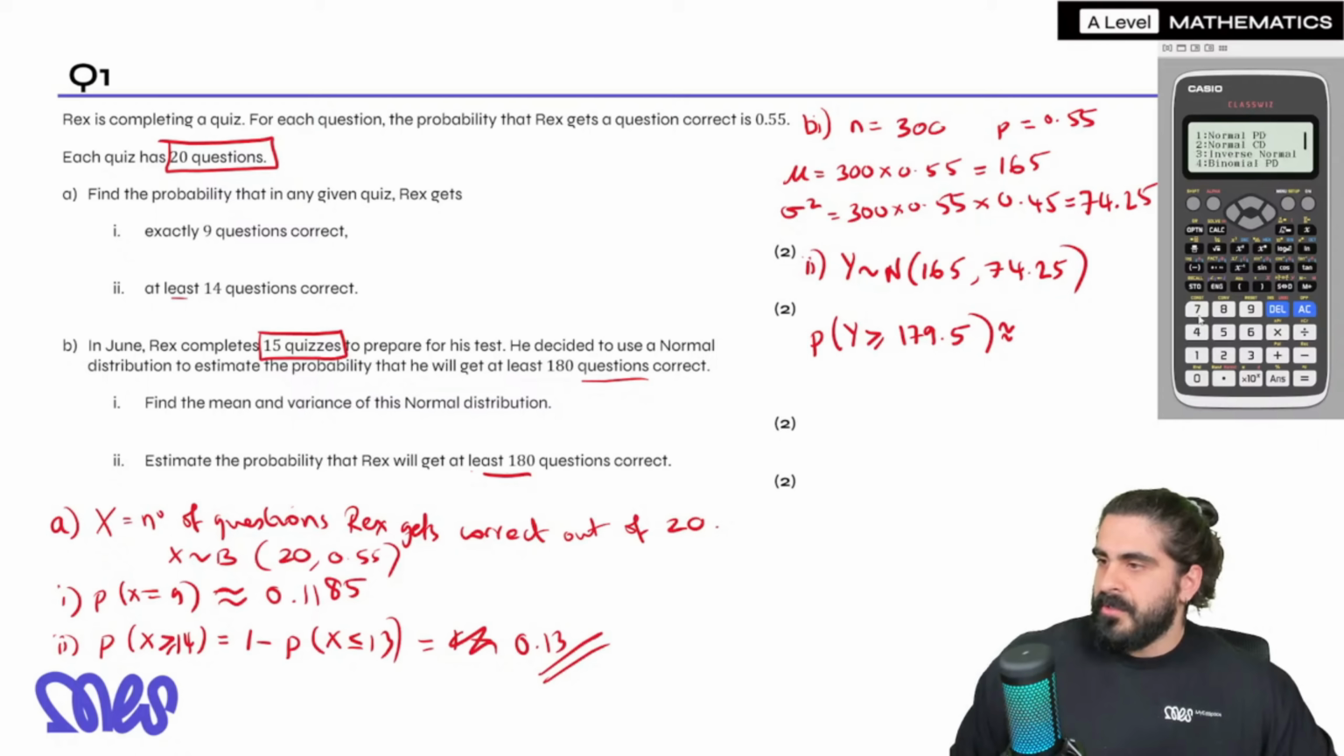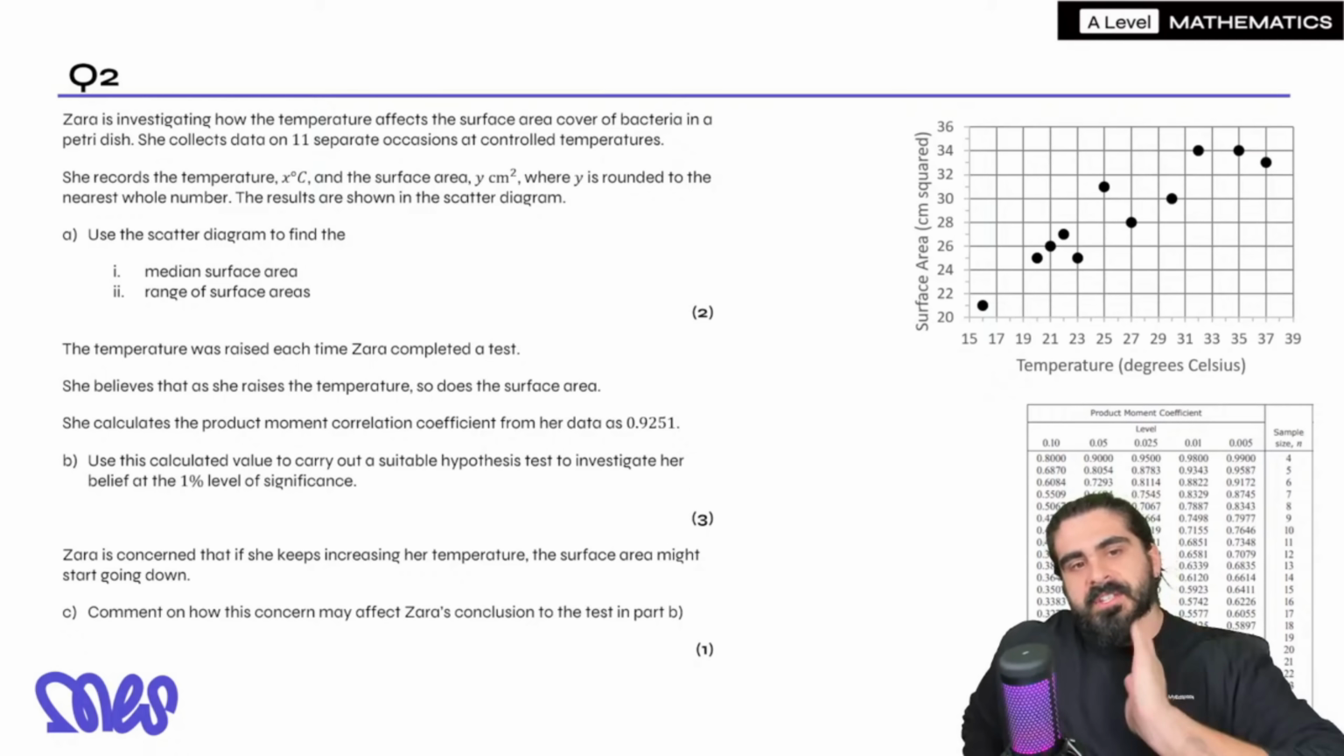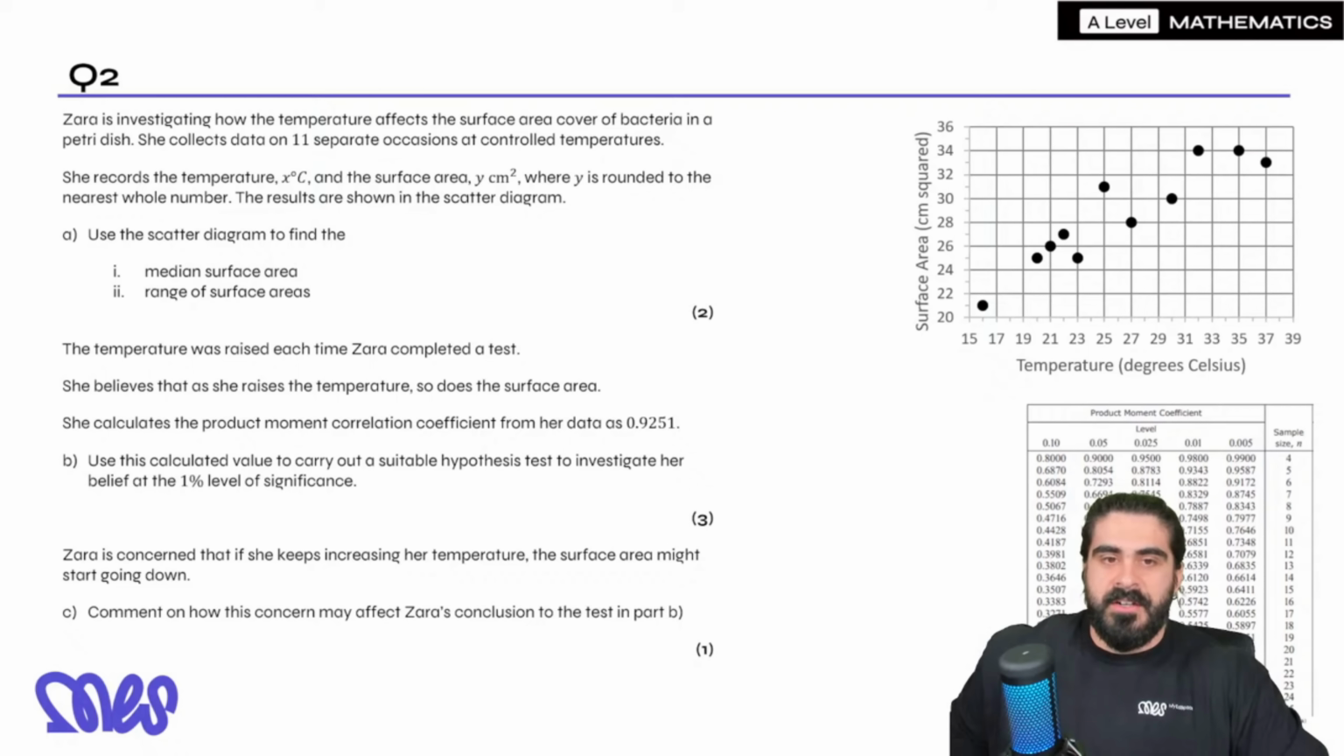Menu 7, normal CD. The lower is 179.5. The upper, something big. Sigma, now be careful. It's not 74.25. It's the root of that. Root of 74.25. The mean is 165. So we have 0.0462.